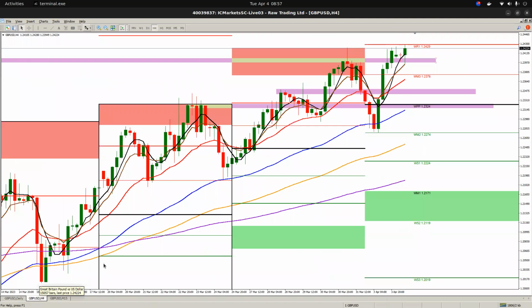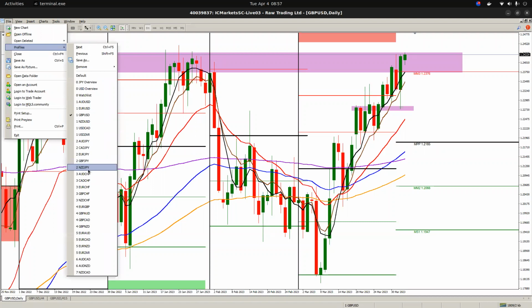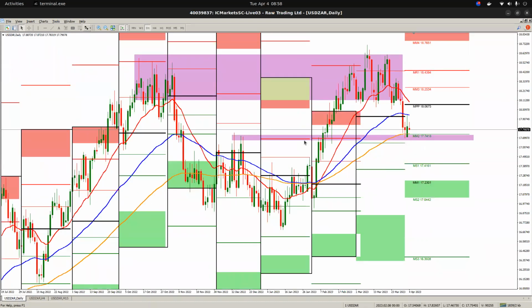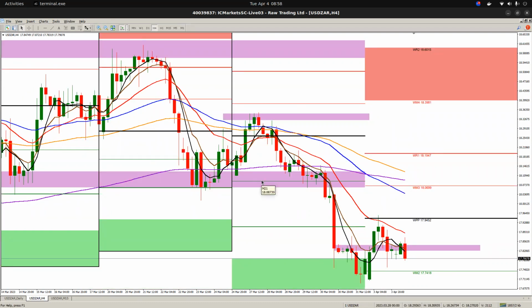That's pound dollar. We also spoke about USD ZAR yesterday. Let's take a look at USD ZAR. We're saying we're looking for a higher low. So you can see price came down, then price came back up. Currently sitting in a situation where you still have the support down here at the M2, and you can see here that price has stopped making lower lows. So what we expected to happen has happened, but we need an indication of a higher high, higher low. That's what you're looking for.